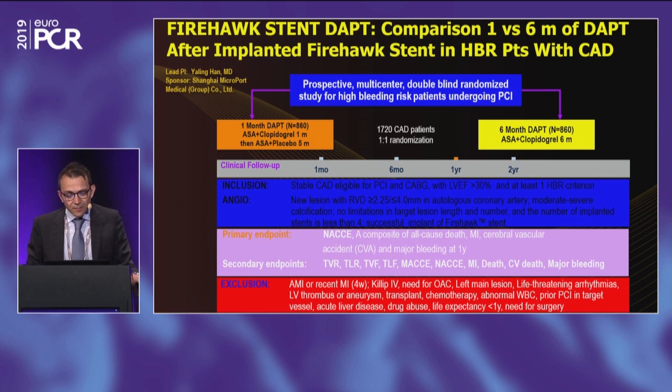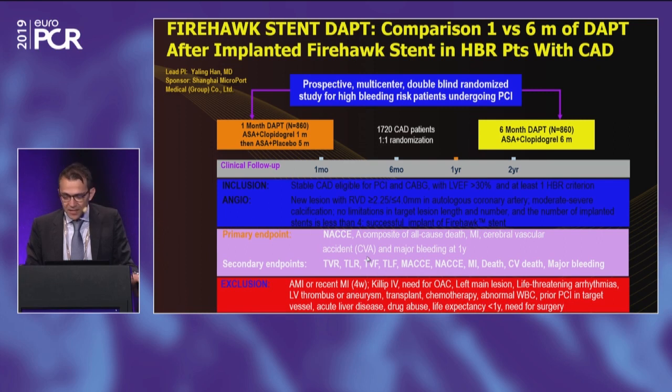Let's start from the FIRE-HORC stent DPT study, which is a prospective multicenter double-blind randomized study, again focusing on HBR patients. The target sample size is 1,720 patients. Randomization is going to be 1:1 to either 1 month DPT or 6 months of DPT, only consisting of aspirin and clopidogrel. The target population is pretty much a stable CAD patient population.